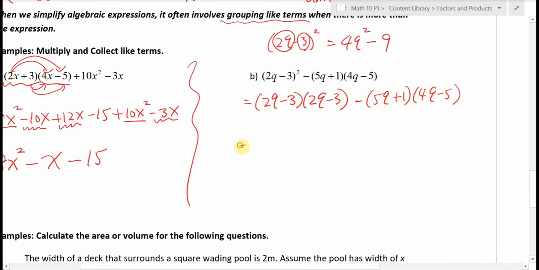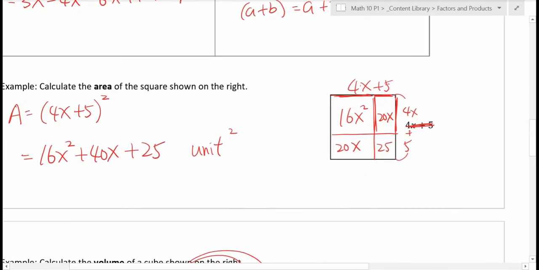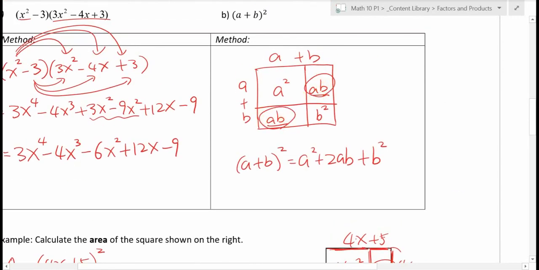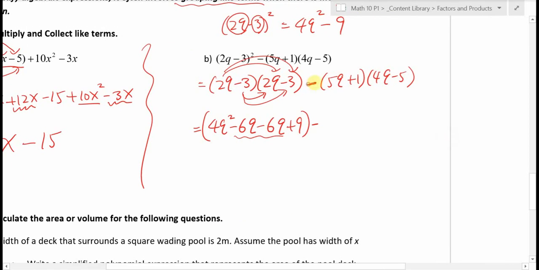Now I can distribute. That's 2q times 2q, 4q squared. 2q times negative 3 is negative 6q. Negative 3 times 2q is another negative 6q. I hope you start to notice something: whenever you have a square, these two are the same. Here, you see, that's 20x, that's 20x, and that's AB, that's AB. Keep that in mind. Come back here. Negative 3 times negative 3 is a positive 9. I have a habit of putting them in brackets. I think that's a good habit to have as well, especially when it's a subtraction.